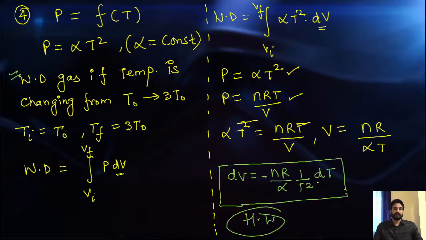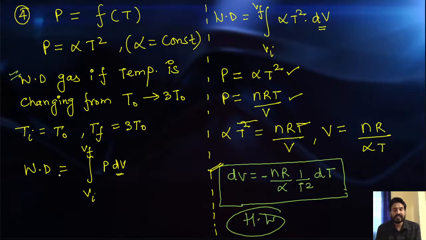So I have given you this homework. I hope that you guys attempted this homework. But still, if you did not attempt this, please attempt whatever homework I give you ahead, right? So pressure is a function of temperature, guys, and we have P is equal to alpha T square, and we have to calculate the work done by the gas if my temperature is changing from T0 to 3T0. Okay, so this is my formula.